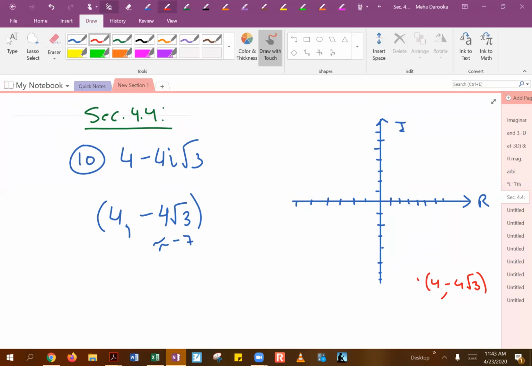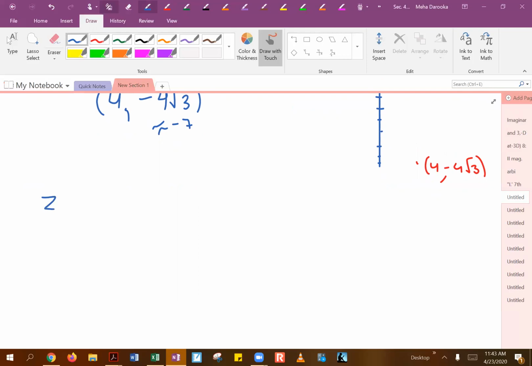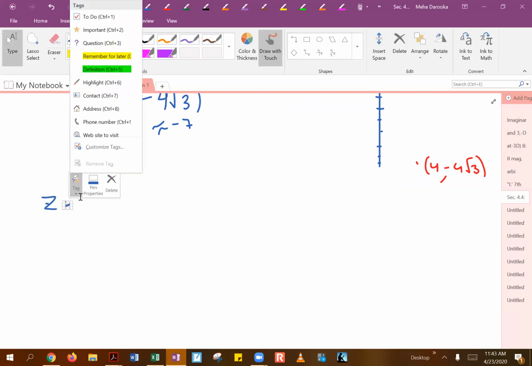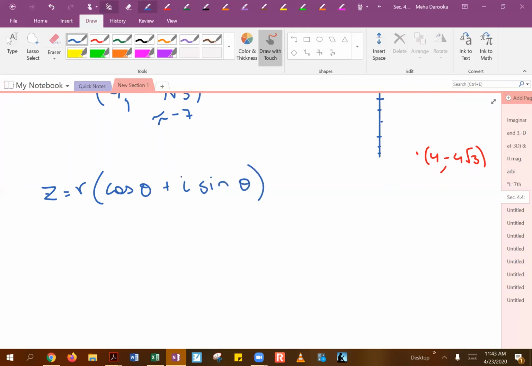We do the square root of the 4 squared plus the negative 4 root 3 squared. Yeah, because remember in trigonometric form, our number is defined as r times cosine theta plus i sine theta, right? Which means we need to find what the value of r is, and then we need to find what theta is going to be.